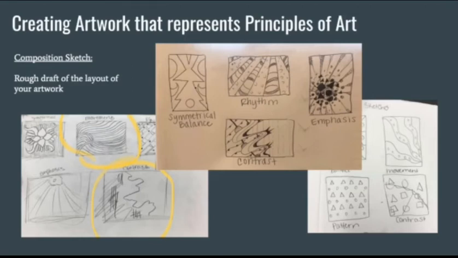I have symmetrical balance, so it's exactly the same on both sides. I have rhythm, and we're not using color or anything yet, just a pencil. Rhythm is consistent shapes and colors eventually. Emphasis, your eye kind of goes to that focal point. Contrast, where this side there's a lot going on, it's chaotic, there's organic lines and shapes, and it's very contrasted with this side that's very straight and more simple. So there's a lot of contrast going on in this little composition sketch.